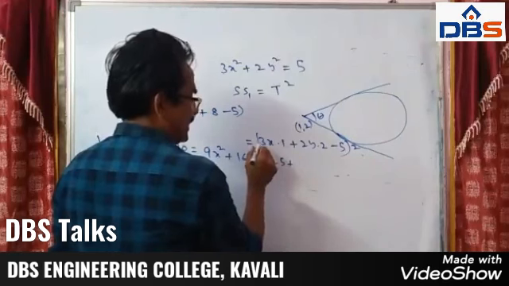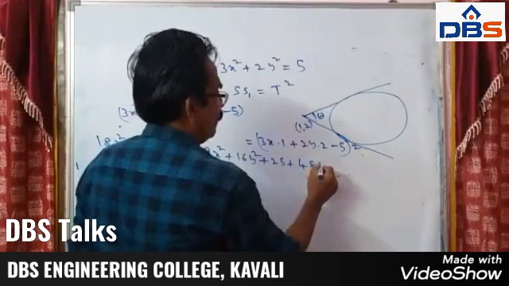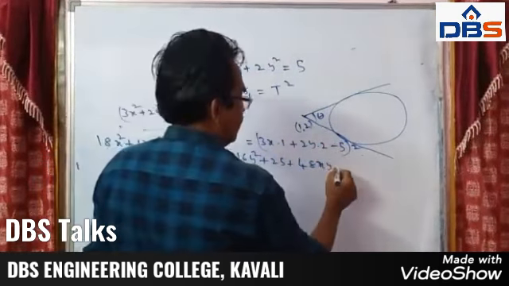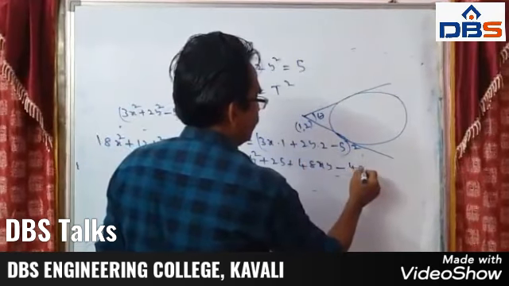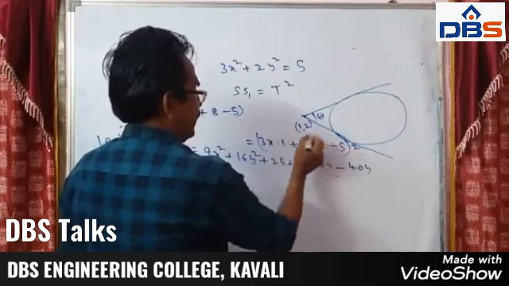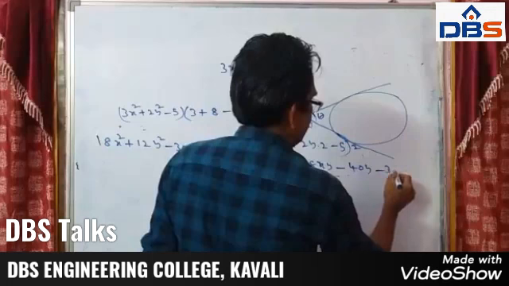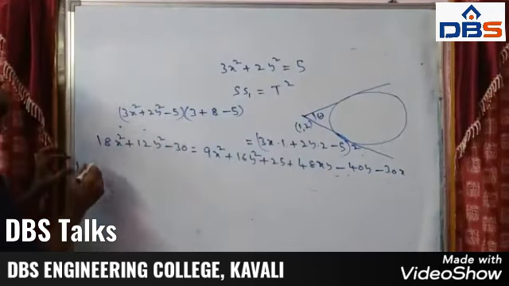2 into 2 into 3 is 6, 6 into 4 is 48xy. 2ab, 2bc: minus 2 into 5 is 10, 10 into 4 is 40y. 2ca: 2 into 3 is 6, 6 into 5 is 30x. This is going to be our required equation.